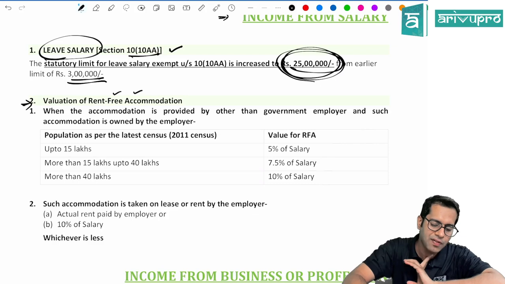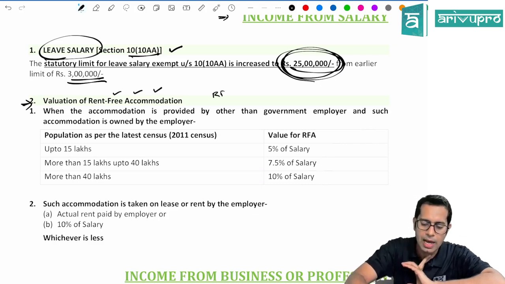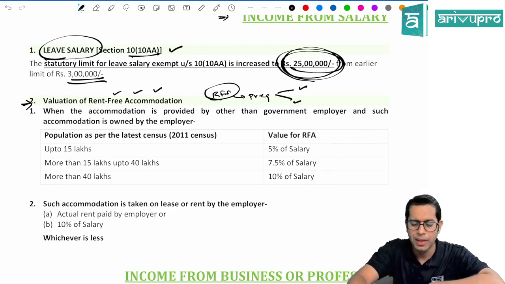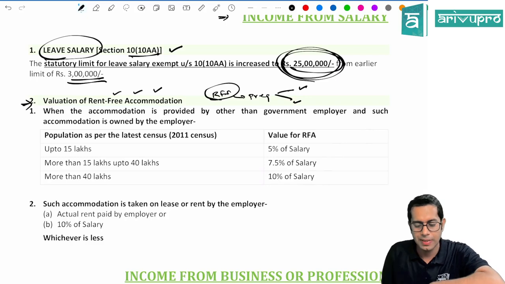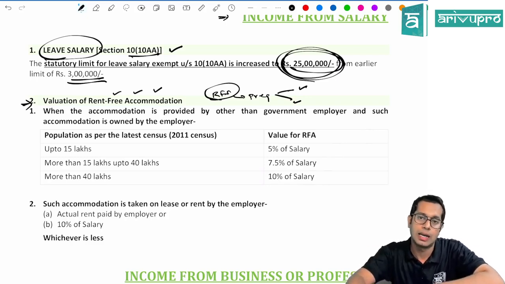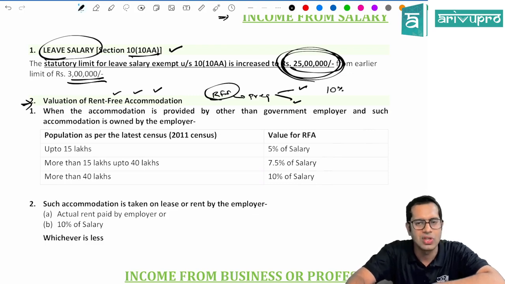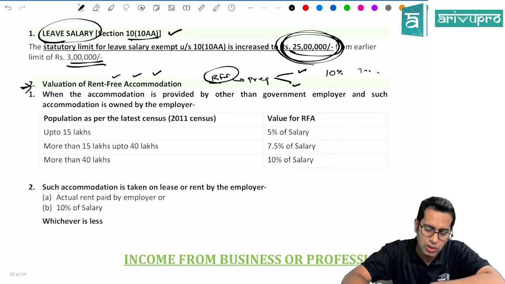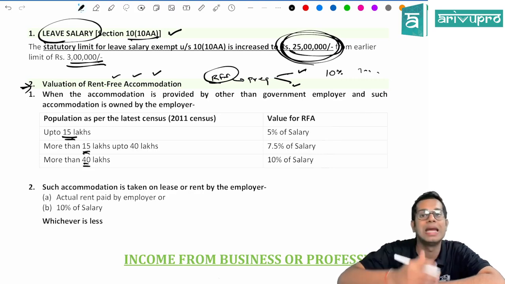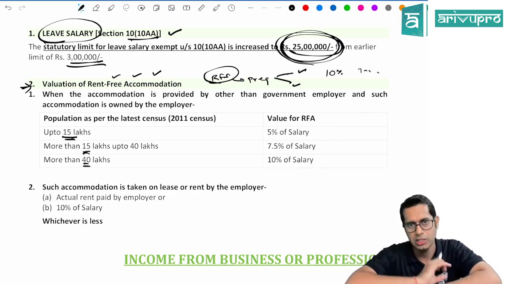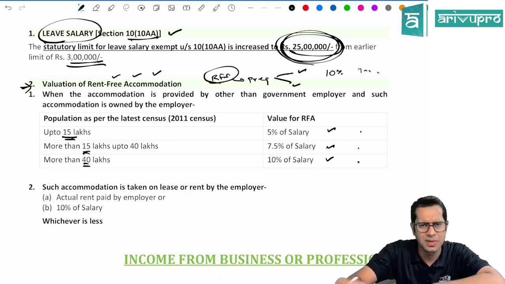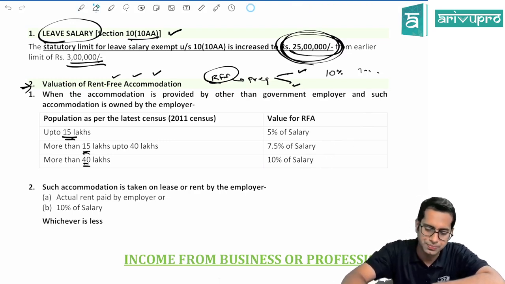Then rent-free accommodation. If you remember RFA, what is it, sir? It is a perquisite. So here we have whether it is rented or owned. There is a mechanism of calculation of rent-free accommodation. It is up to 10% of salary, 7.5% of salary, etc. Here there is a small change. What is the change, sir? Now they have changed the limits, depending on which area you are staying in, and also the percentages. Before it was 10%, 15%, 20%, something like that, but now they have changed it.